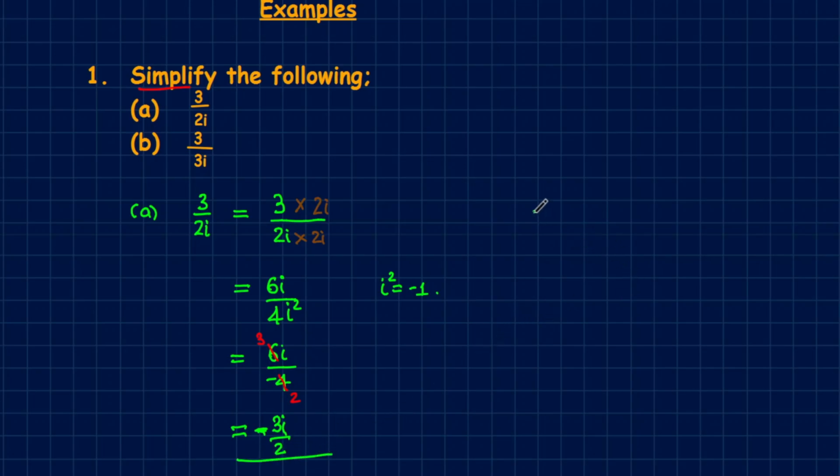Now let's look at part B of the question, and we have 3 over 3i. The same way, we multiply by the denominator, that is 3i, in both numerator and denominator. Remember, in maths, if you're multiplying the numerator by something, you have to do the same to the denominator.